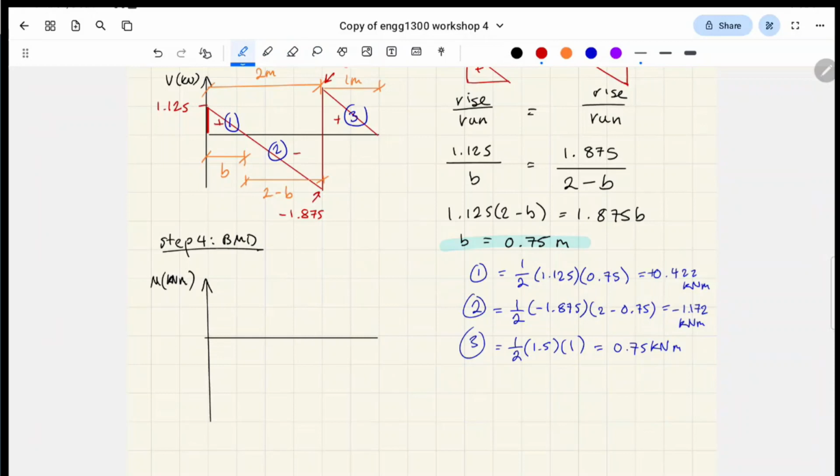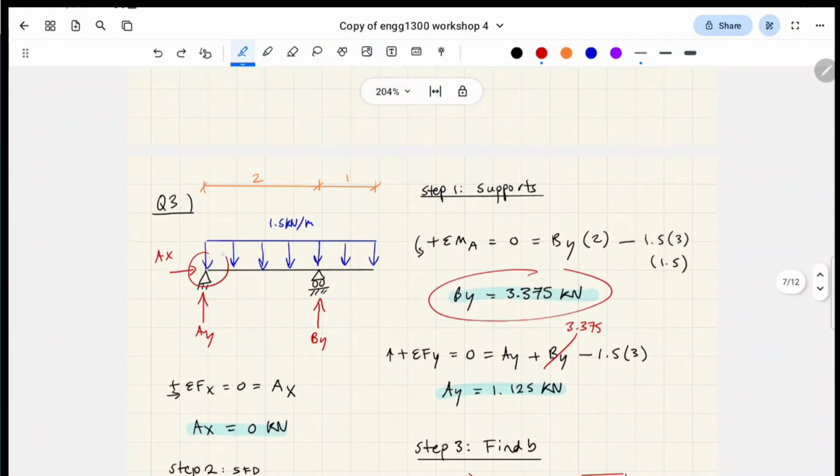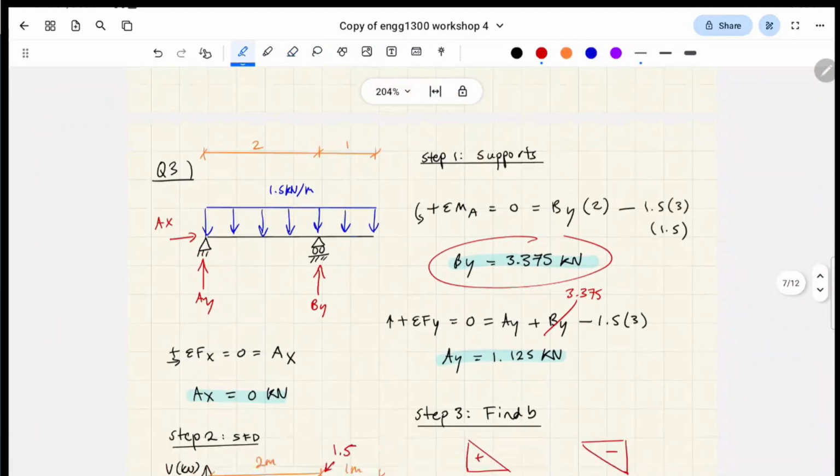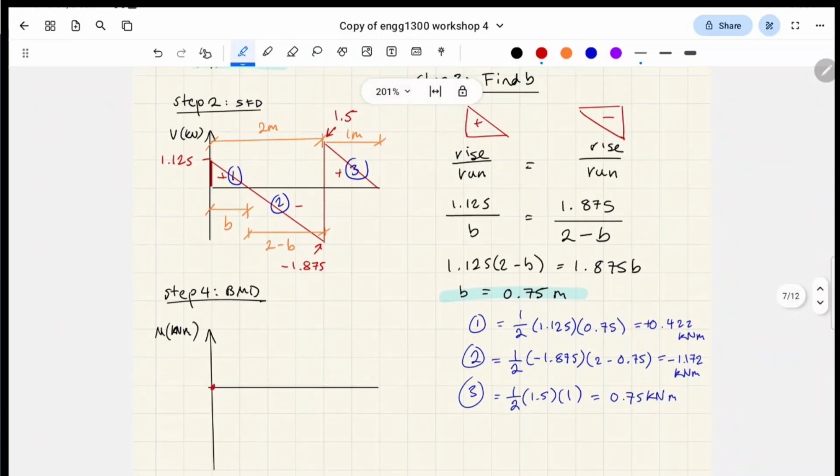Because we don't have any point moments or fixed supports on the left-hand side here, this is what our bending moment diagram looks like. Our bending moment is going to start at 0, okay? And then it's going to go up to a certain point.